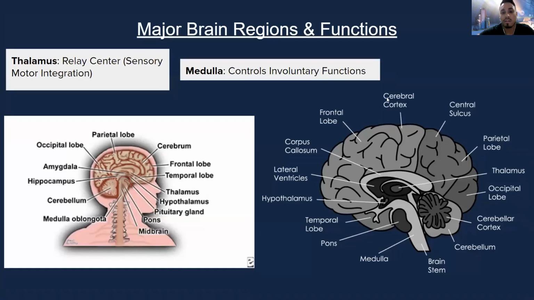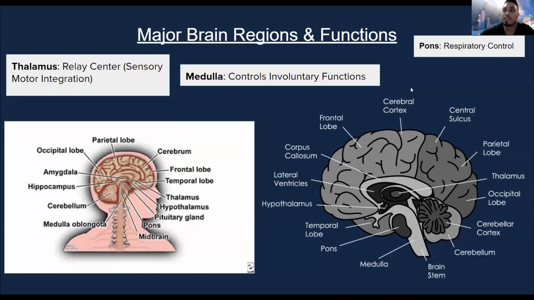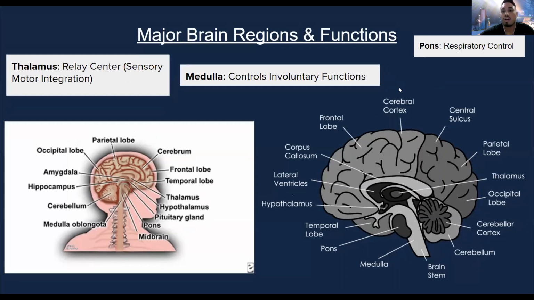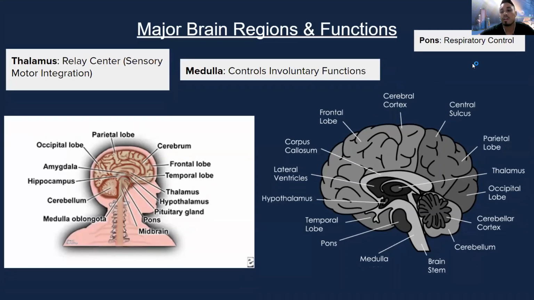And then we've got the pons. This actually controls your rate of breathing, or certain aspects of basically the mechanics of your breathing. Whereas the medulla is like the on and off switch. Either you're breathing or you're not. The pons dictates how you breathe, essentially.